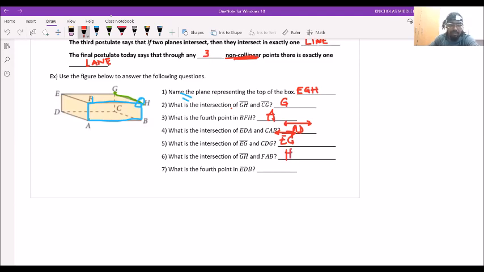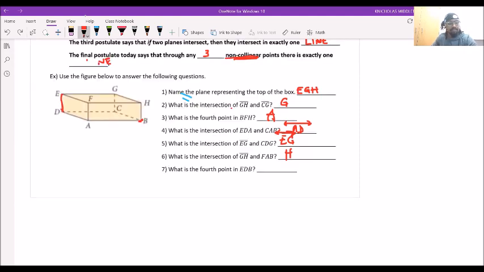Okay, and then finally, what is the fourth point of EDB? So the fourth point of EDB, okay, the fourth point of EDB here, ooh, no, okay, EDB. ED, it's kind of weird because B's all the way over here, so it's not like the other problems where we're like, oh yeah, it's the wall, it's the ceiling, it's the floor. This is a different plane, okay, but my understanding of planes up to this point, at least, is that I'm trying to complete a piece of paper. I'm trying to make a piece of paper.